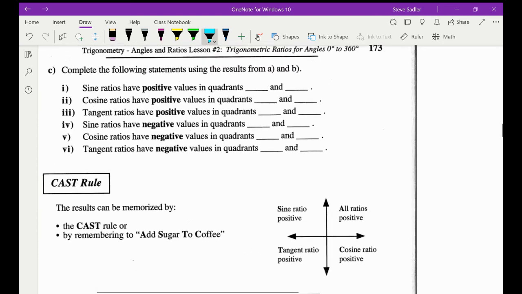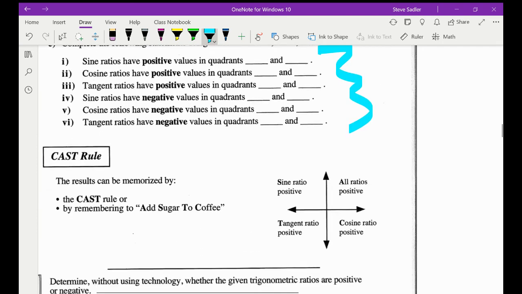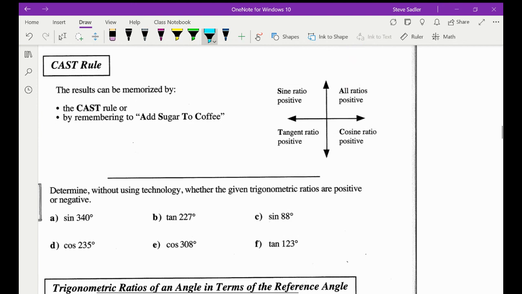I'm going to skip this part. If you want to do this part, go for it. You can fill that in. We just did that on the last page. The cast rule. Okay, cast.